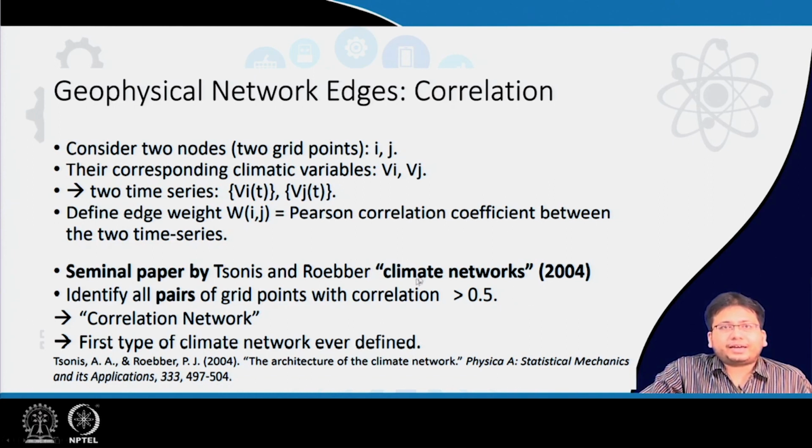But the basic idea is that instead of considering a dense network where all edges have some weight associated with them, we keep only those edges which have a particular weight which is high enough or low enough. We may also be interested in identifying anti-correlation. In that case we may also want to identify those edges whose weight is, say, less than -0.5 or something like that. That is also possible. This is probably the first type of geophysical network that is known to have been defined, that was way back in 2004.